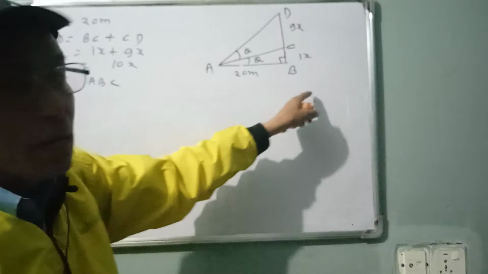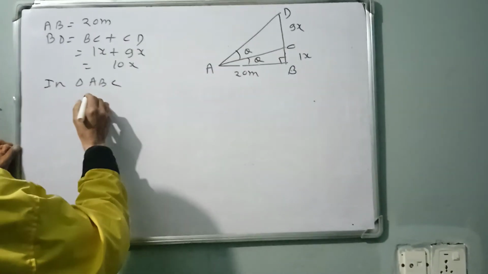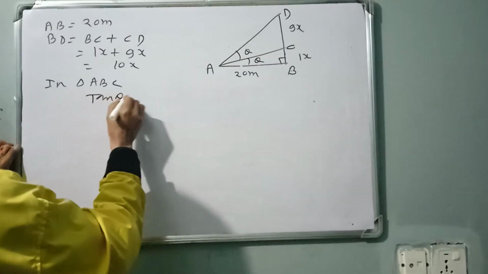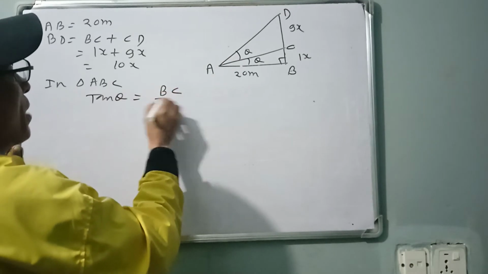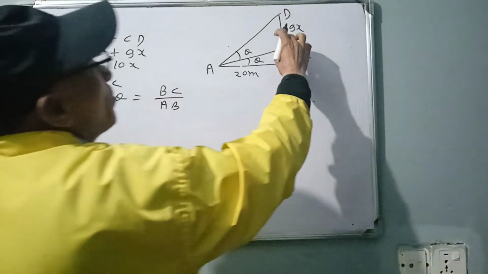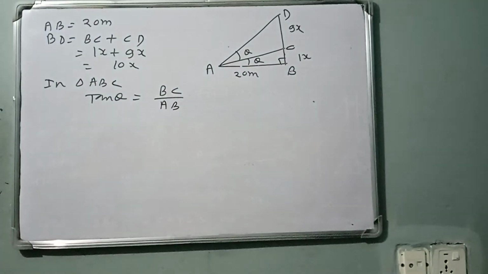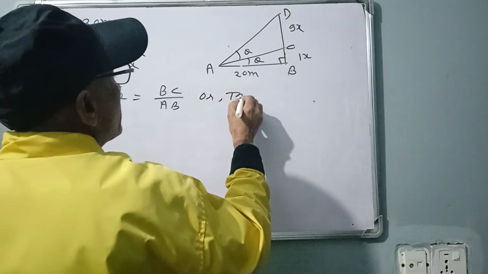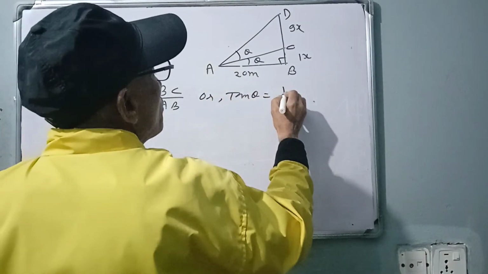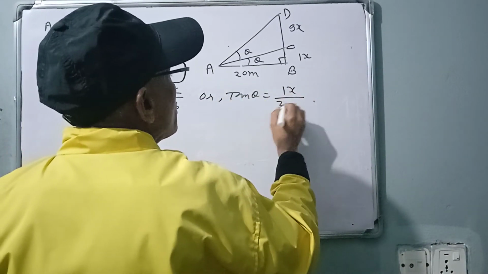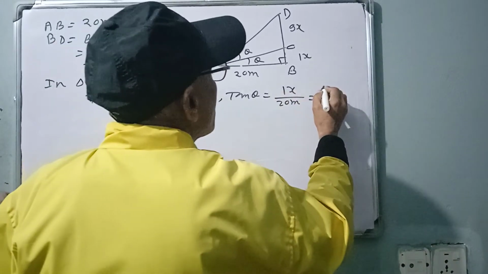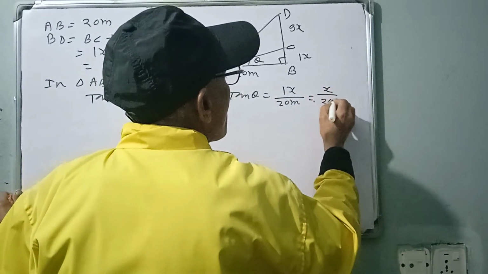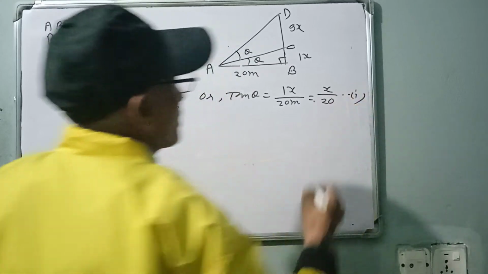In triangle ABC, tan theta equal BC by AB. P by B. What is it? tan theta is BC by AB. BC is 1x, AB is 20 meter. 1 is not necessary. So tan theta equals x by 20, equation number 1.